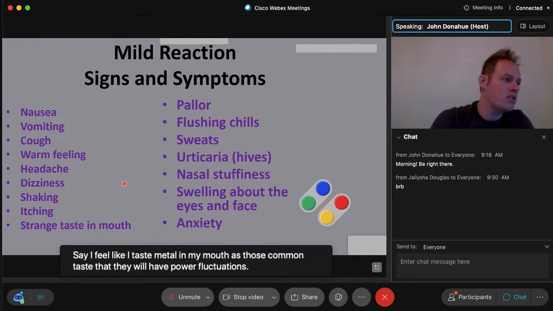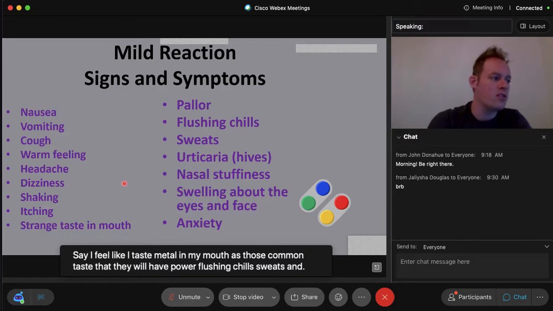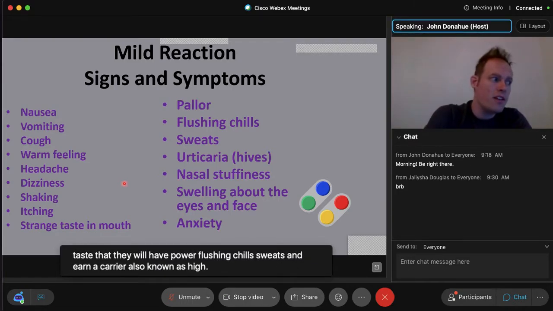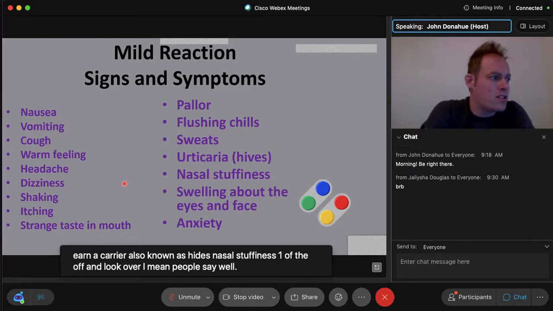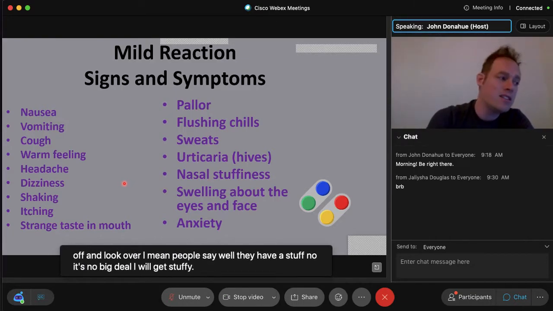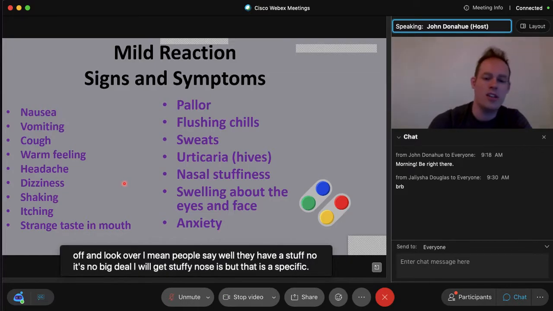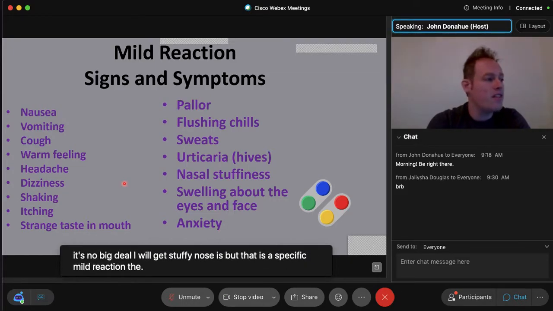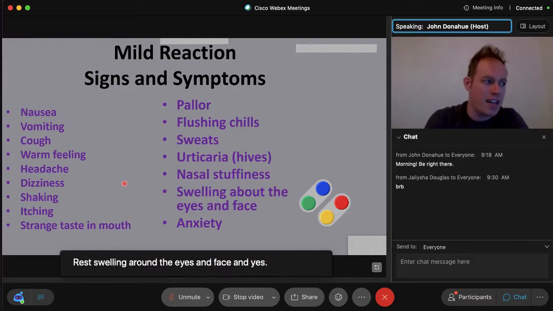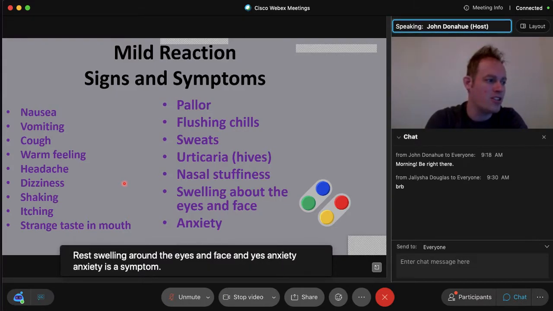Pallor, flushing, chills, sweats, and urticaria, also known as hives. Nasal stuffiness, one that we often look over. People say, well, they have a stuffed nose, that's no big deal, everyone gets stuffy noses, but that is a specific mild reaction to contrast. Swelling around the eyes and face, and yes, anxiety. Anxiety is a symptom and sign of a mild contrast reaction.